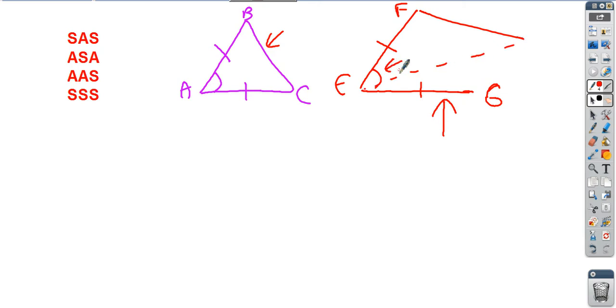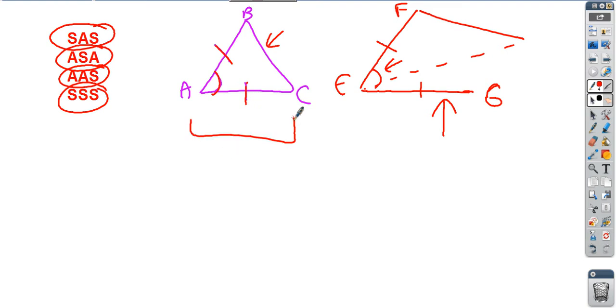So the idea with these principles right here, side angle side, and it's the same for angle side angle, for angle angle side, or for side side side. The idea is, if my only restriction is on a side, an angle, and a side in that order, there's no other triangle that I could draw that is not the same as that triangle right here. Same thing with angle side angle.